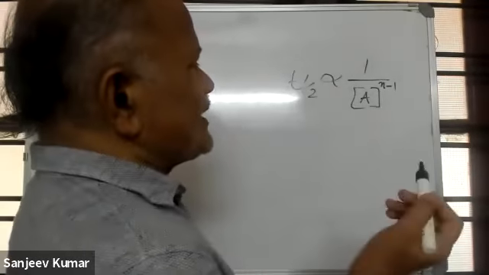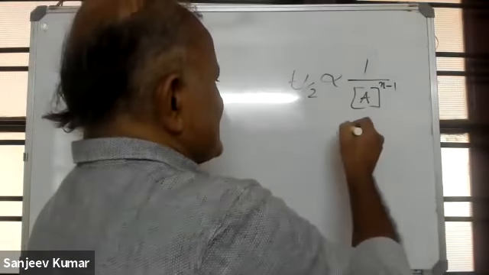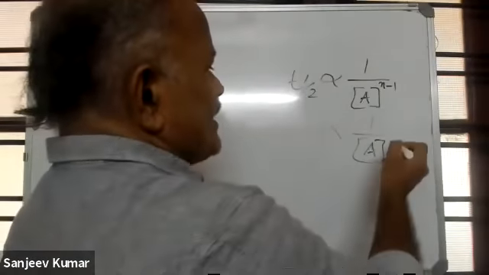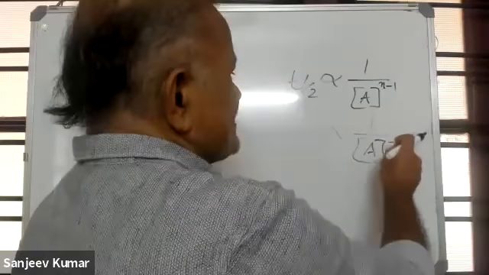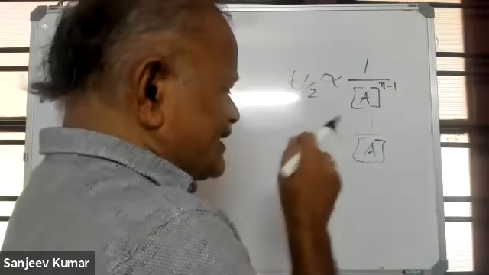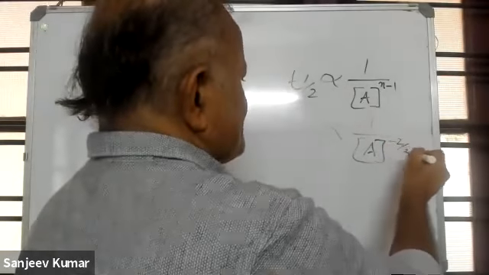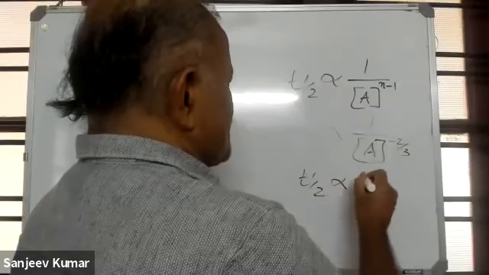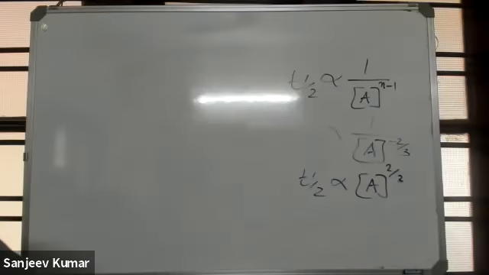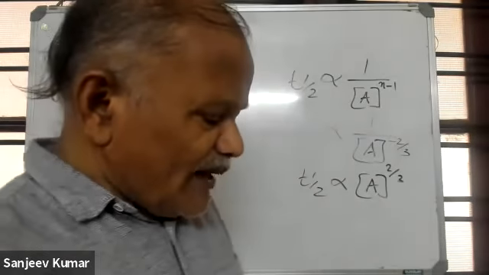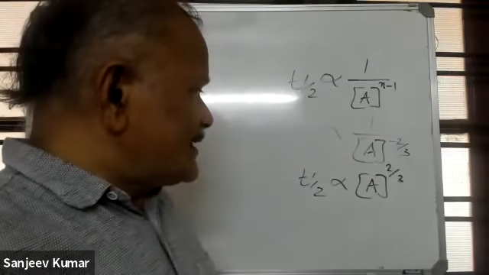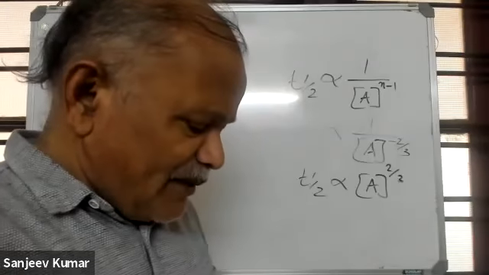And therefore, here the order is 1 by 3. Therefore, half-life is proportional to A raised to 1 by 3 minus 1. 1 by 3 minus 1 is equal to 1 by 3 minus 3 by 3, that is, minus 2 by 3. That is, half-life is directly proportional to the concentration raised to 2 by 3. And here, the choices are different.